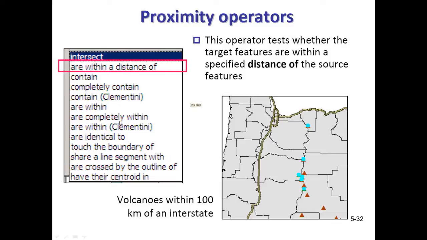Proximity. You'll use proximity operators a lot. It's going to tell you whether or not a target feature is within a specified distance of your source feature. So you get to define what that distance is. So here we're just looking at volcanoes within 100 kilometers of an interstate. Just an example of what a proximity operator would look like.